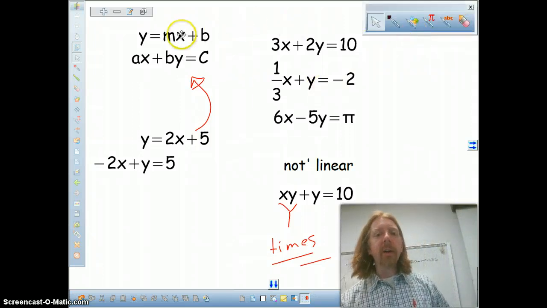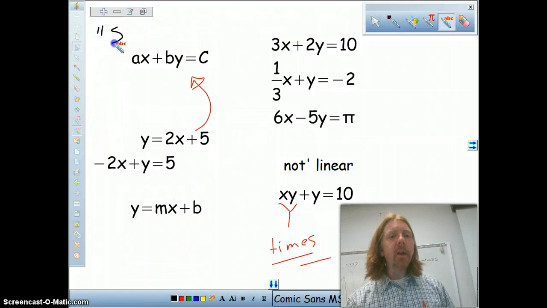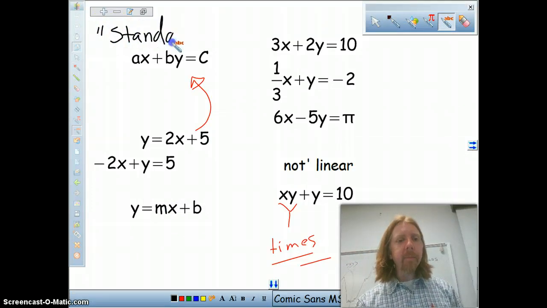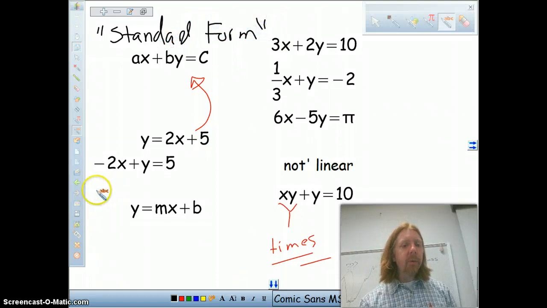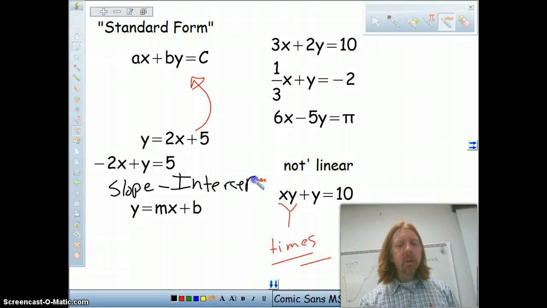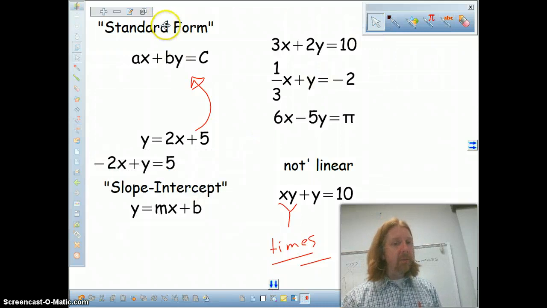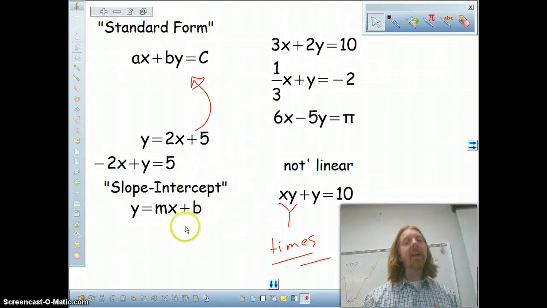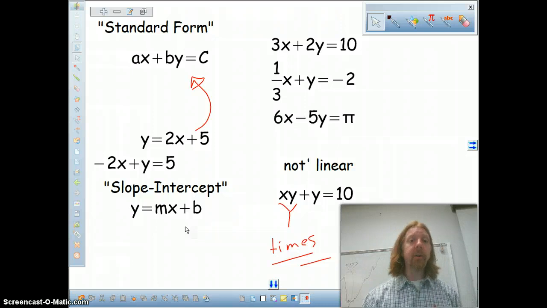So as a point of clarity, I'll put this guy down here so I can label them. This is what we call standard form. And this is what we call slope-intercept form. If I can write an equation in standard form, I can write it in slope-intercept, and then that represents an equation that is a linear relationship.